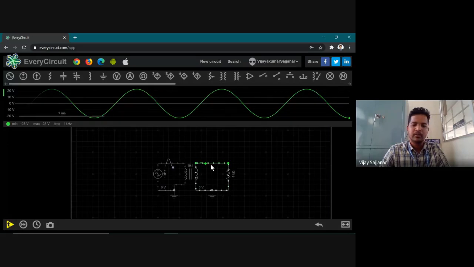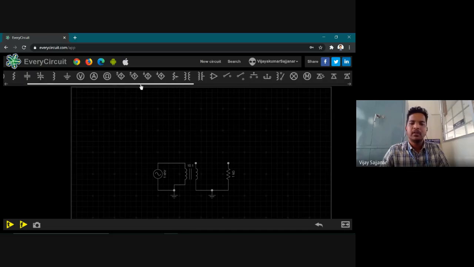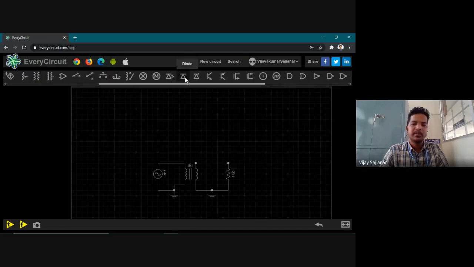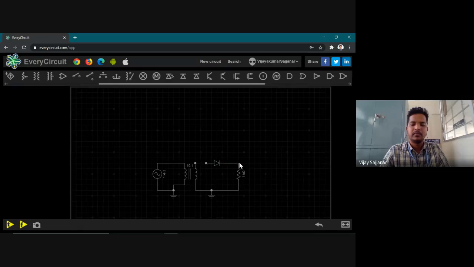I'll pause this. We'll start with our half wave rectification. The half wave will be rectified by using a single diode. This is our diode. Rotate this. I'll keep it here. Now what is our expectation? The output should be a half rectified wave. Let's run it. I'll stop showing this wave because it is very large, 230, and scaling will be a problem. So we'll see these two waves.